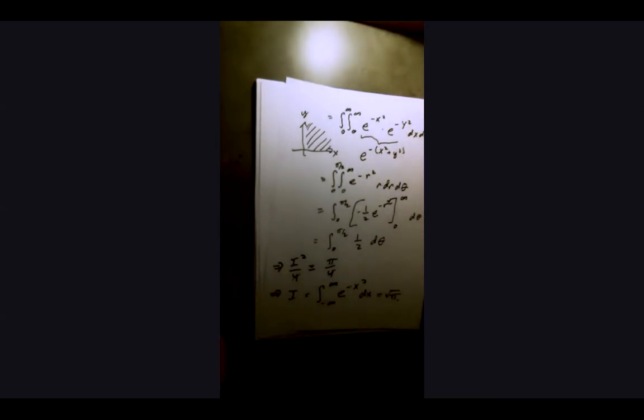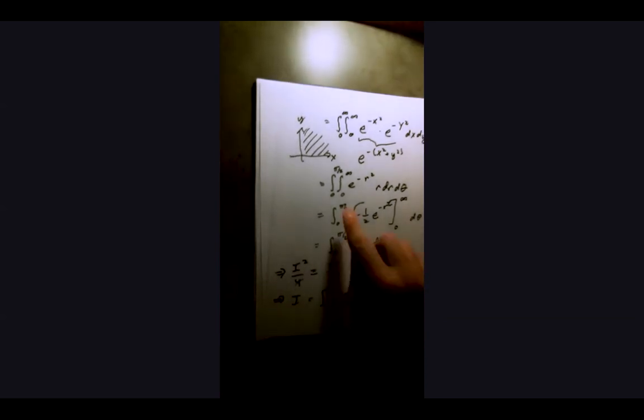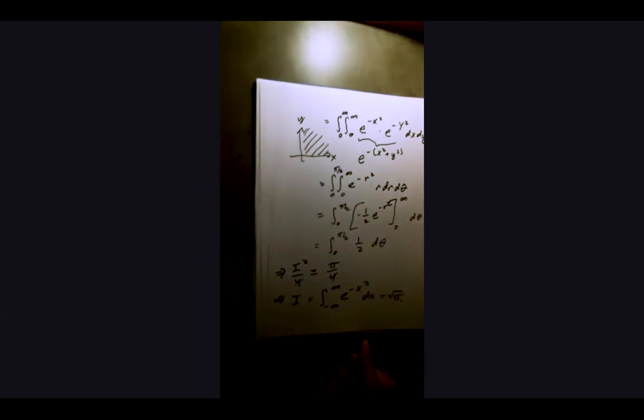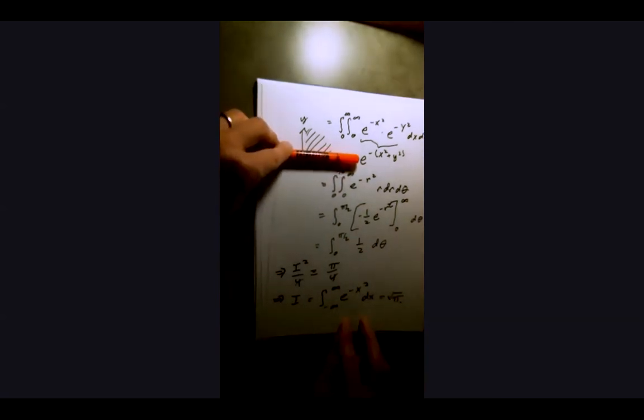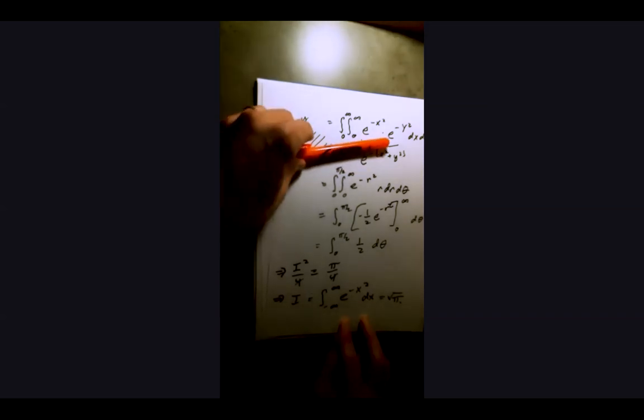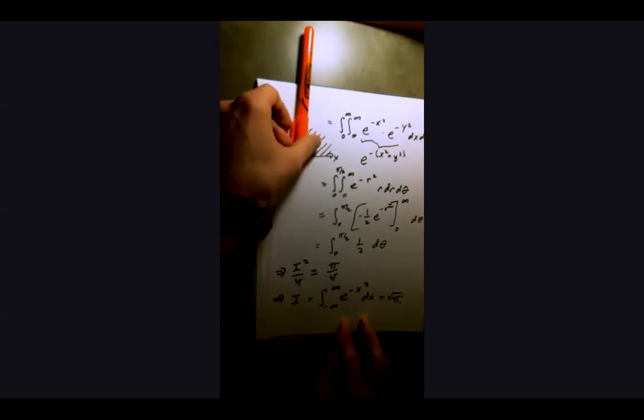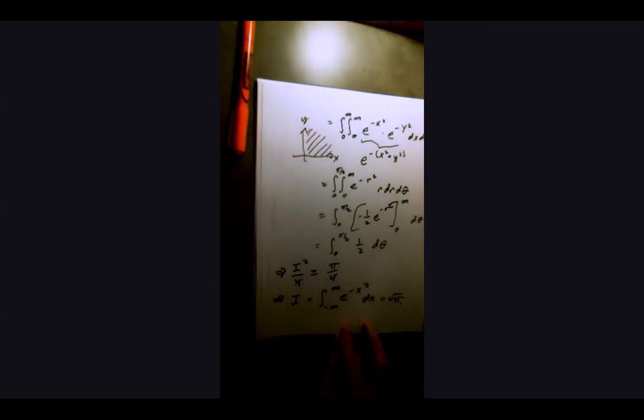So where'd you get the pi over 2 on the second integral, the top one? Because our region in the first quadrant starts at theta equals 0 and goes all the way to the vertical. Oh, okay. Yep, exactly.